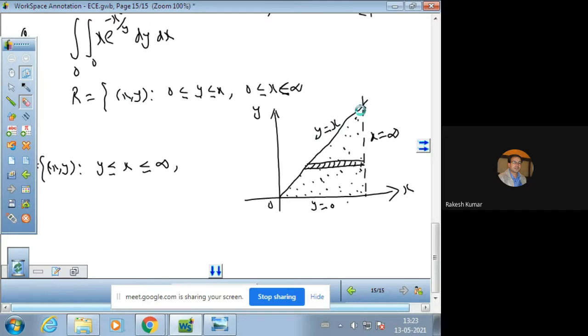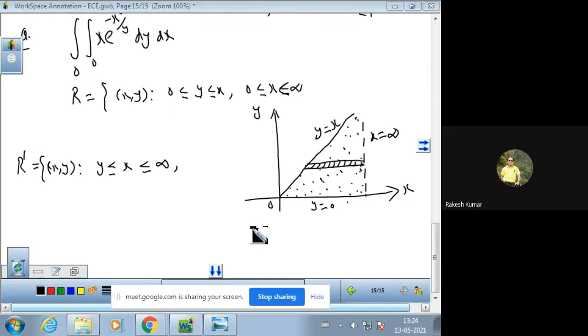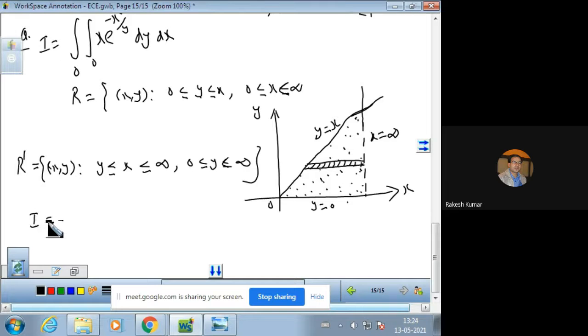Don't show the intersection point here, because it will never meet. X is equal to infinity is there. So y will also be moving from 0 to infinity. So this is the new region of integration. Now the integral I can be integrated, and with respect to x you will integrate first now. Earlier this was with respect to y.